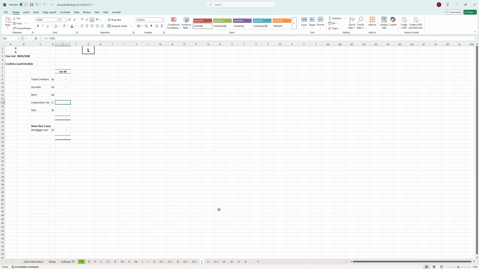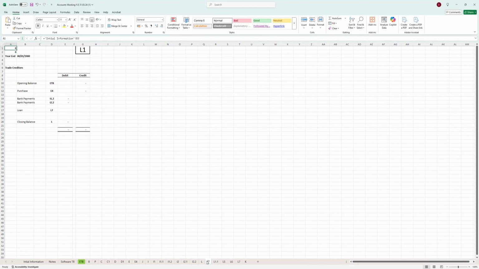The liability section is very important, a creditor lead schedule. So the L section is very important where we're going to look at the total trade creditors. You can see here that for trade creditors, the total amount will be here, but L1 will show the breakdown, how many creditors you have. For example, if you have more than 10 suppliers, obviously you're going to give the breakdown of the 10 suppliers on L1, that's in the next section.